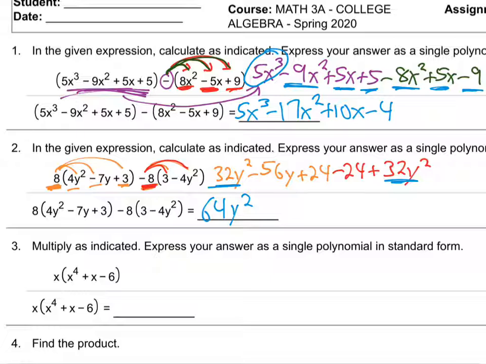64y squared, right? They combine. You just add the numbers in front. You don't mess with the powers, huh? You don't make it y to the fourth. Why not? When do you do that? There is a time when you're multiplying them, which we'll do in a minute on number 3. But now we're just adding.